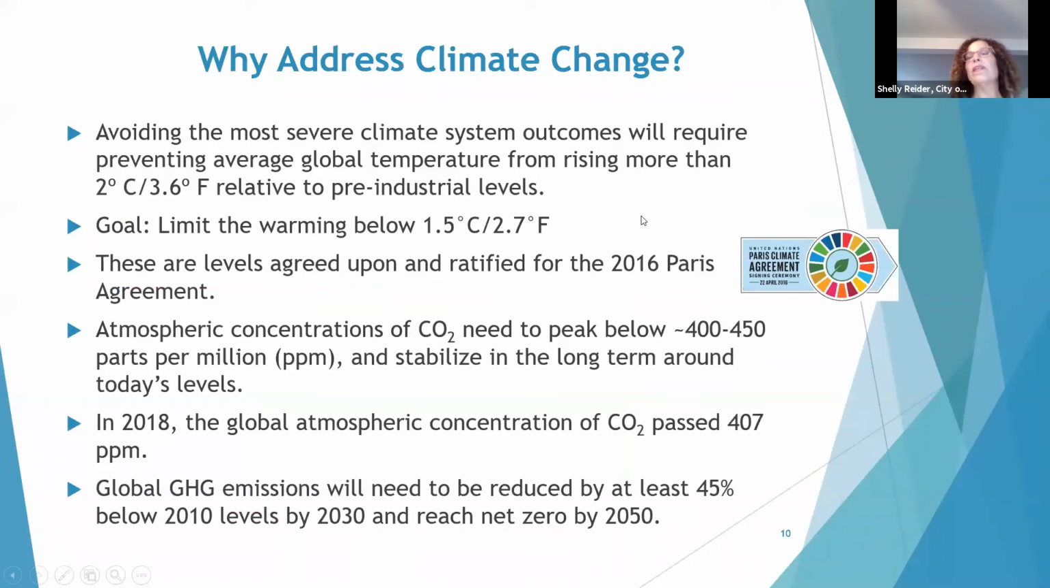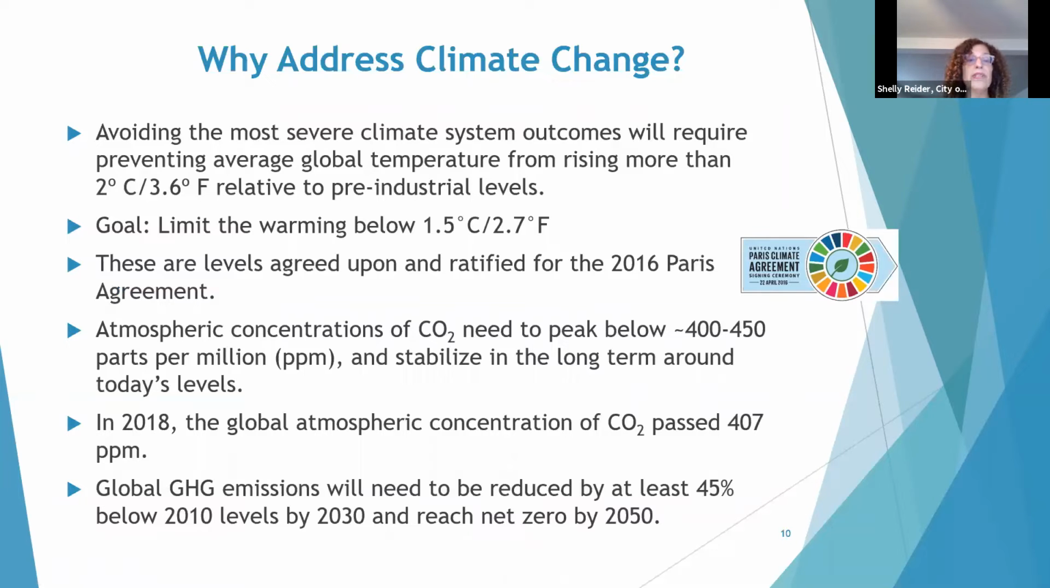Avoiding the most severe climate system outcomes will require preventing average global temperature from rising more than 2 degrees Celsius, and this is relative to pre-industrial levels, with the goal of limiting the warming below 1.5 degrees Celsius. These are the levels that were agreed upon and ratified at the 2016 Paris Climate Agreement.